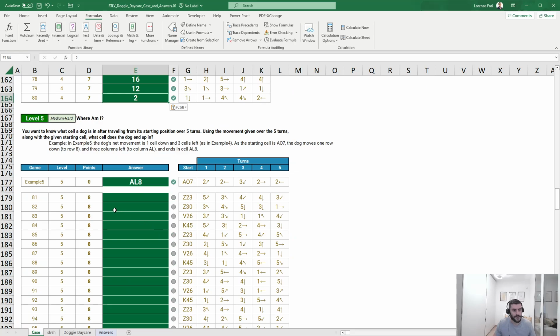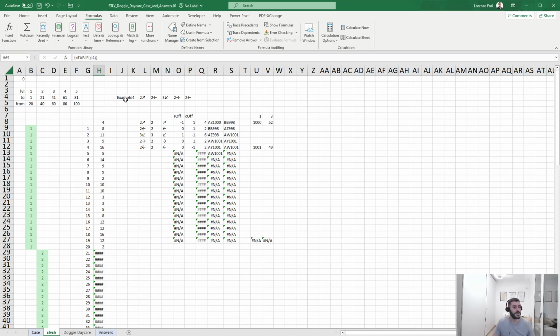Okay, so we can move to level 5. You want to know what cell the dog is on after traveling from the starting position after 5 turns of movement. So this is basically free, considering the algorithm we just built.